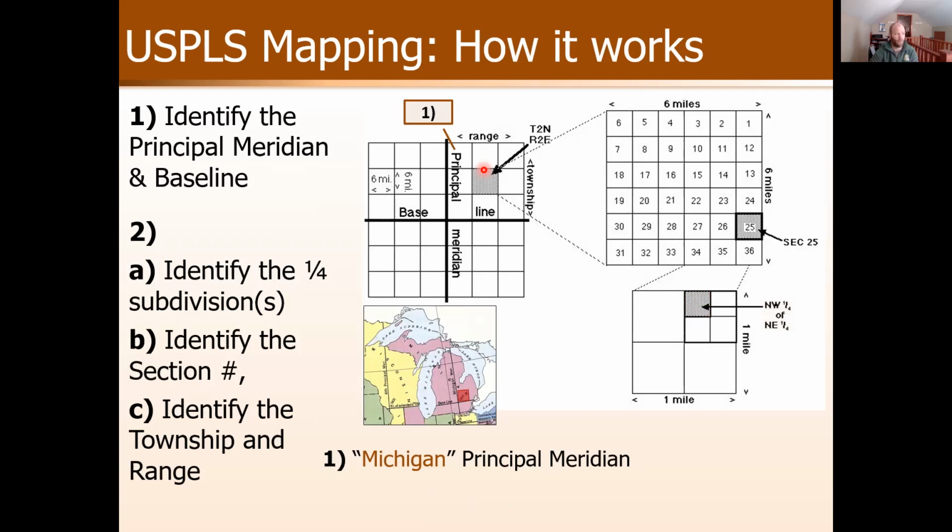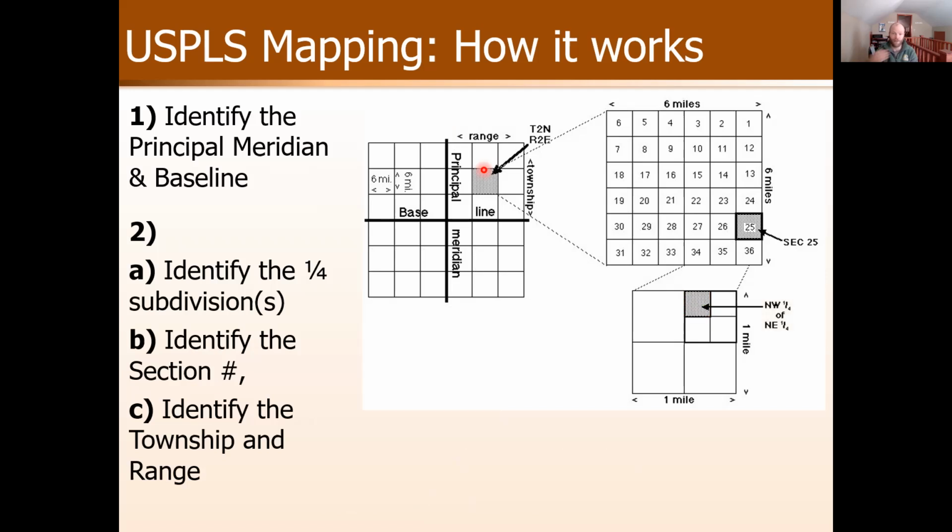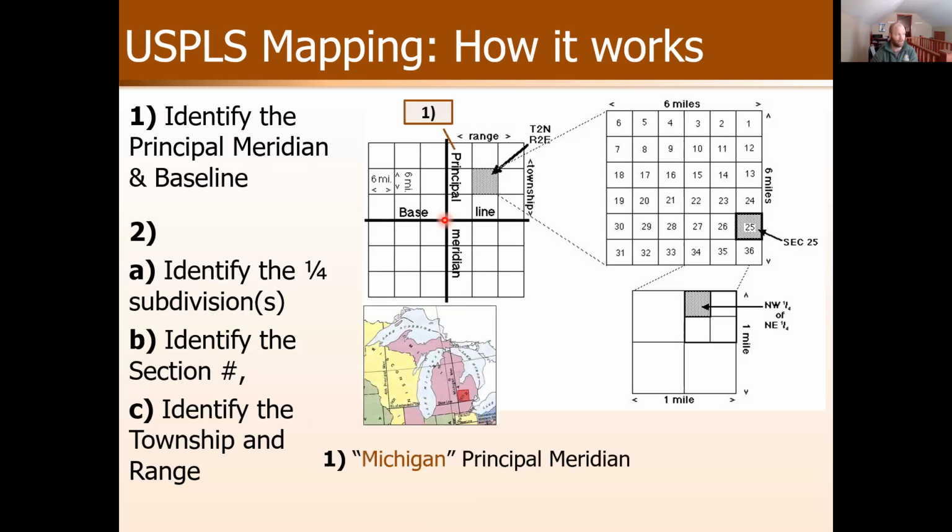I just wanted to walk through that as an example here, also in sequence for you in the lecture. So first step, identify the principal meridian and baseline. There it is. And then identify your location, and in this case, we're right here. So I'm going to go back. Here's our location. I'm showing you on this map that we are right here.